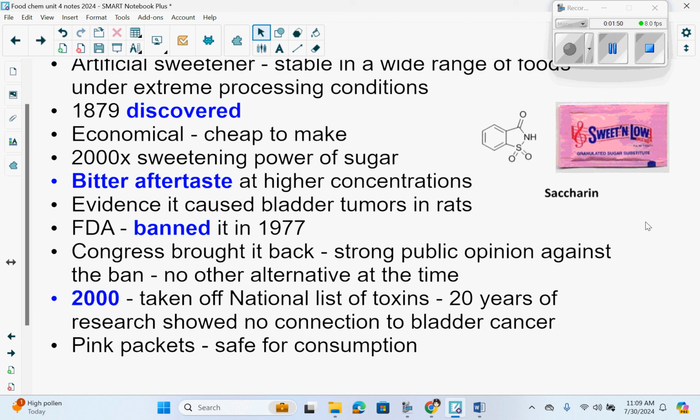There was no other alternative at the time of the ban. In the year 2000, it was taken off the national list of toxins. Twenty years of research has shown that there's no connection to bladder cancer in humans. So these pink packets, otherwise known as Sweet and Low, the product inside there is safe for consumption.